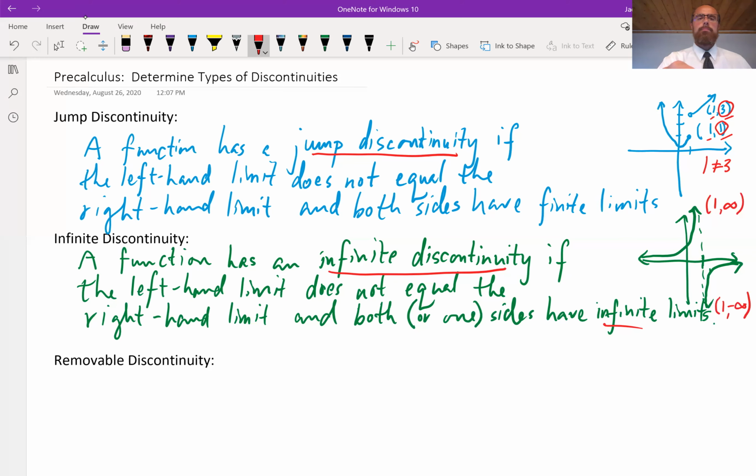Let's see what this removable discontinuity looks like and how it's different. So the removable discontinuity, a function has a removable discontinuity.